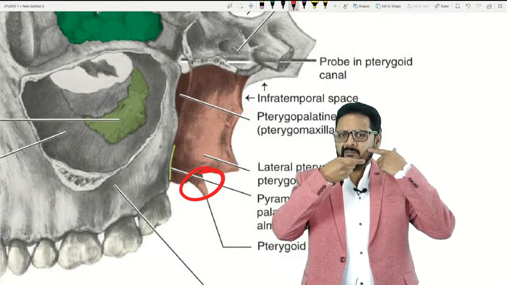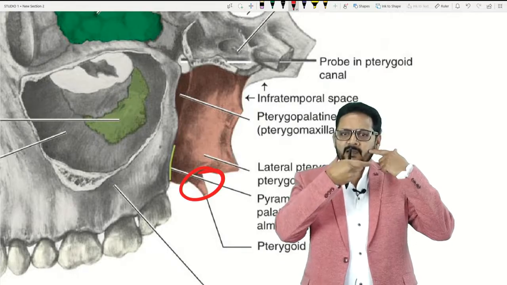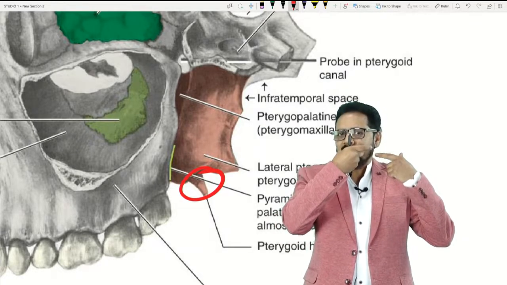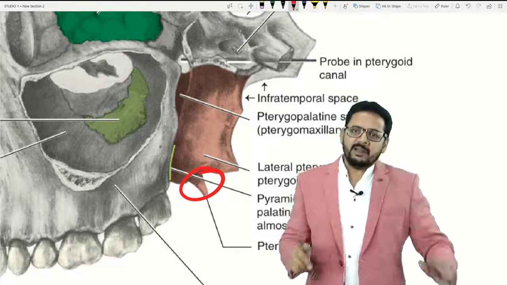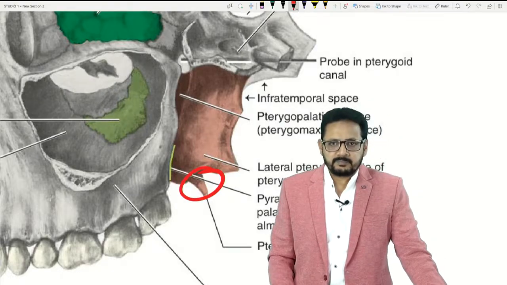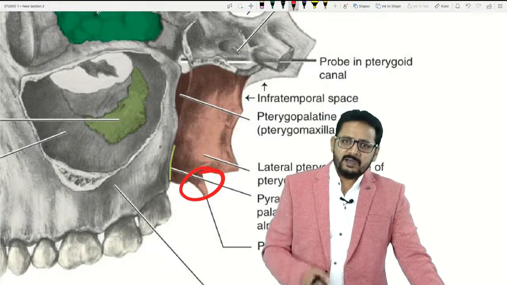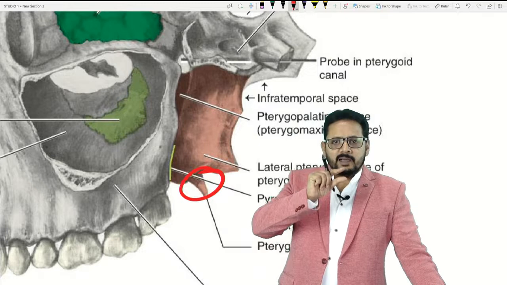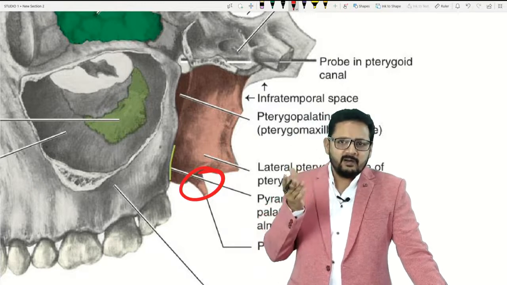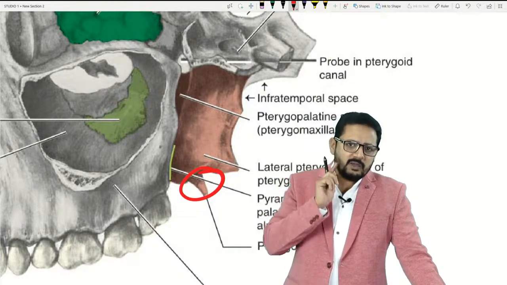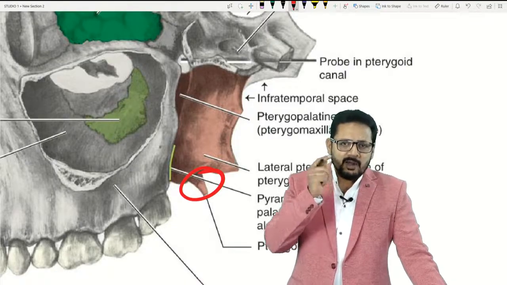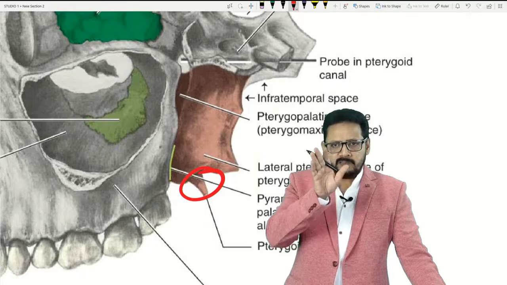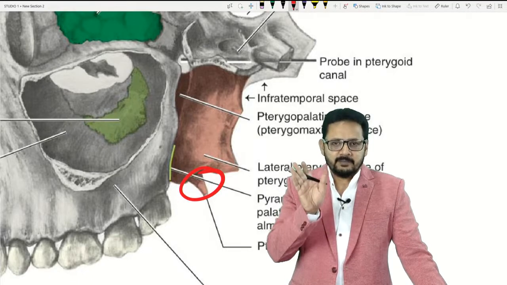Just 2 mm, slide it towards the buccal aspect, and then take your finger superiorly 3 to 4 mm. That is your medial pterygoid plate. Once you know the location of the medial pterygoid plate, see, the lateral pterygoid plate we cannot feel. So once you know the location of your medial pterygoid plate, placement of an implant into the pterygoid region will be easier.